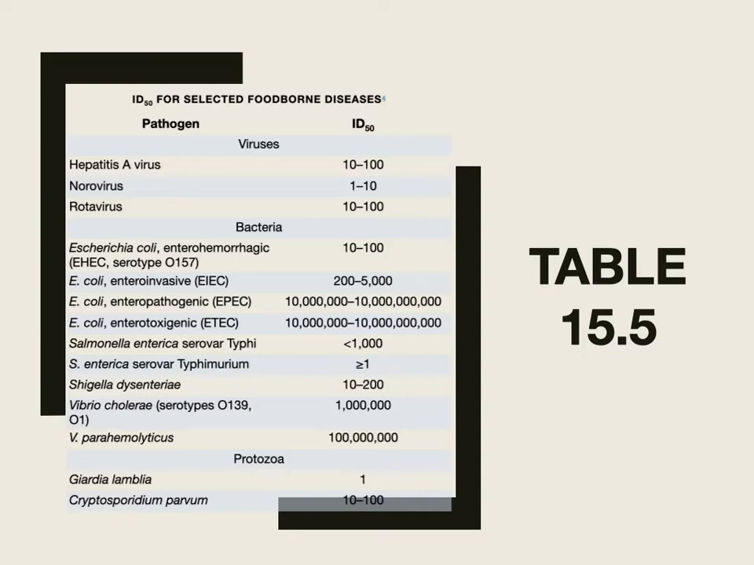When we look at Salmonella, you can see we need over 1,000. Shigella is relatively infectious, so between 10 to 200. We also have protozoans, so you can see Giardia. Just a single Giardia can lead to an infection in 50% of individuals.